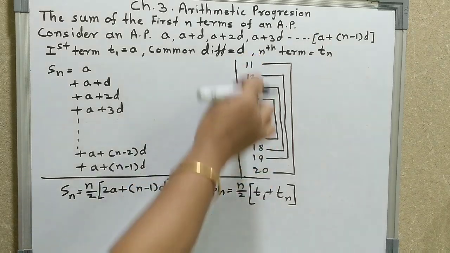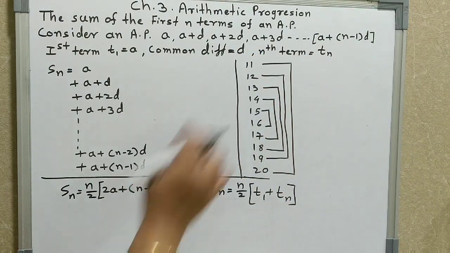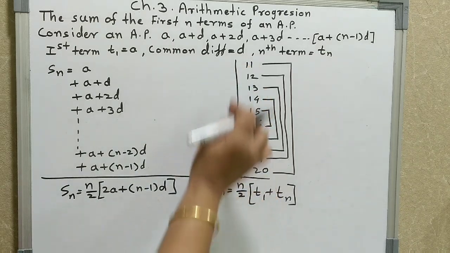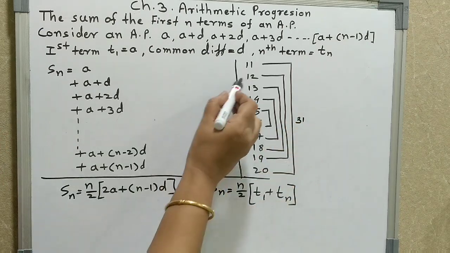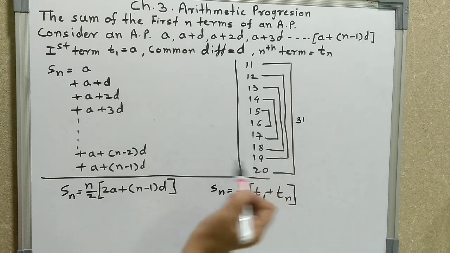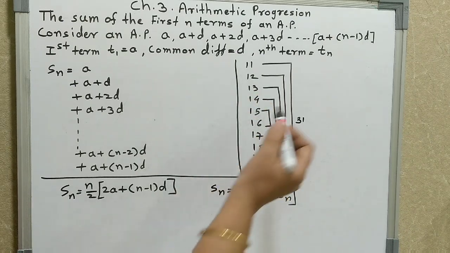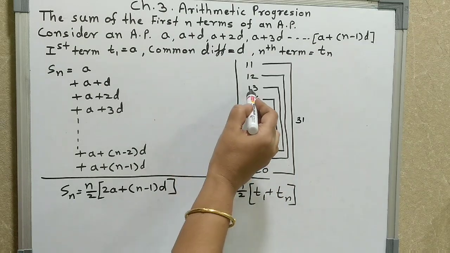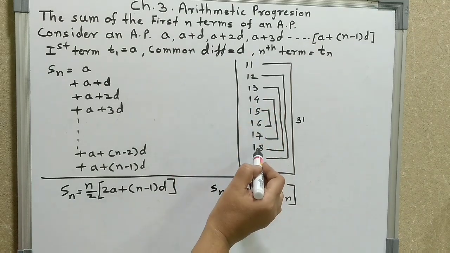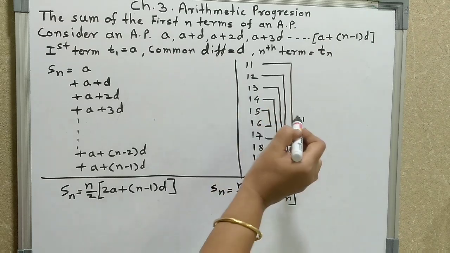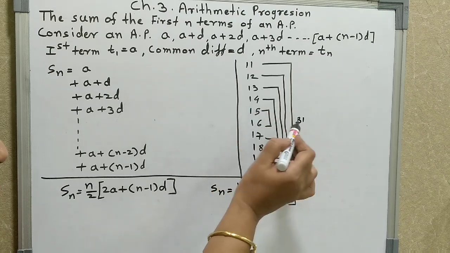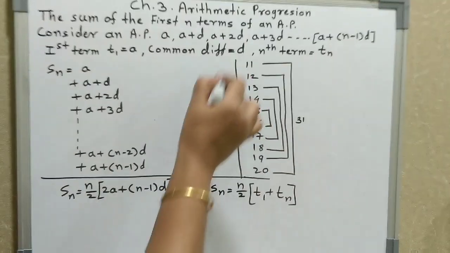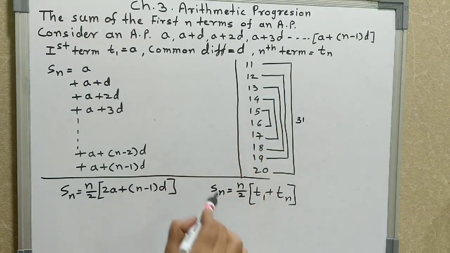Here I write the numbers 11 to 20. The first number is 11 and the last number is 20. So the addition of 11 and 20 becomes 31. Then see the second number 12 and the second last number 19. The addition of 12 and 19 is also 31. Then the third number 13 and the third last number 18. 13 plus 18 is also 31. So on, 14 plus 17 is 31, 15 plus 16 is 31. So here the total numbers are 10 and we form 5 pairs. Each addition is 31.